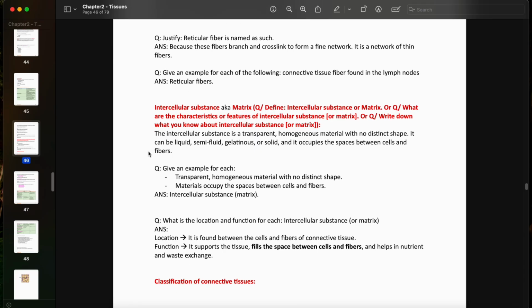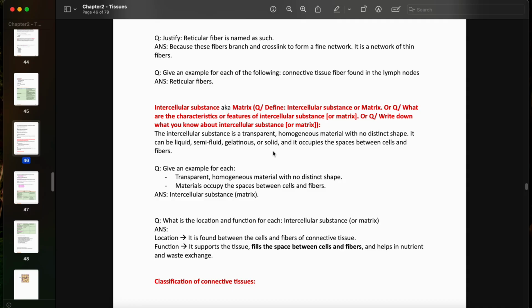Now we're discussing the matrix, aka the intercellular substance. So you can have a question telling you to define the whole thing, or what are the characteristics or features, or write down what you know about the intercellular substance. The intercellular substance is a transparent, homogeneous material with no distinct shape. So they don't have a distinct shape really. They're just matter existing. It can be liquid, it can be semi-fluid, and it can be gelatinous or solid, and it occupies the spaces between cells and fibers. So, very important.